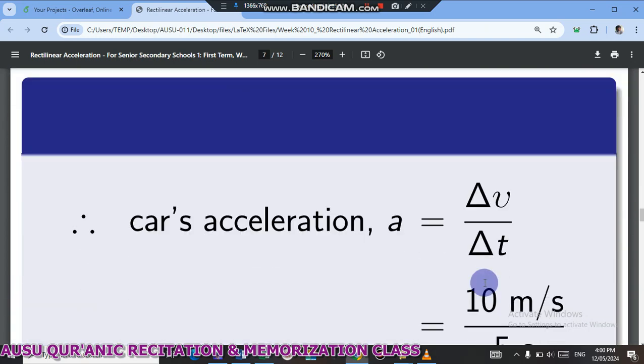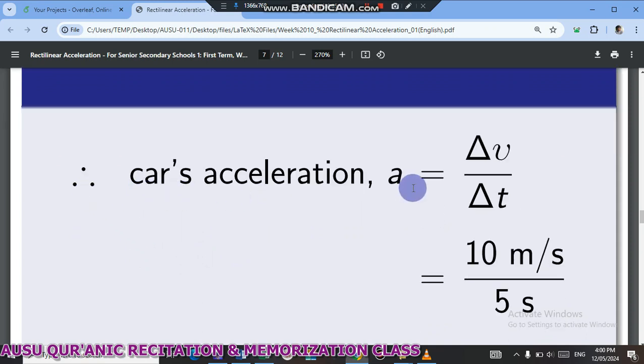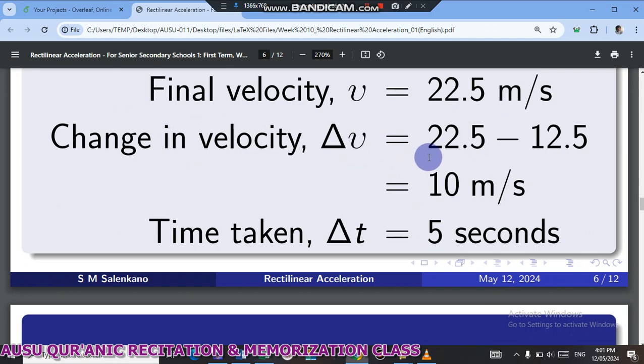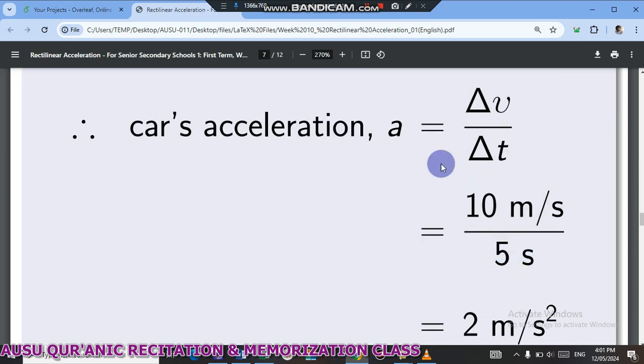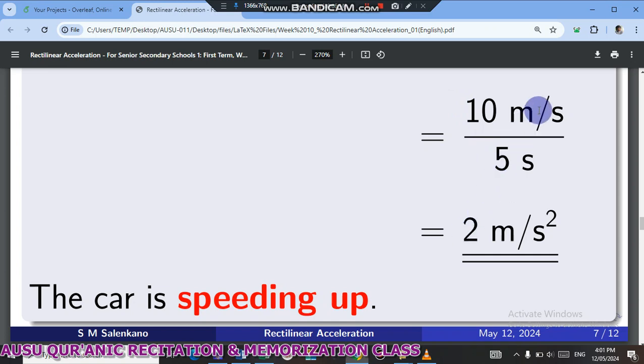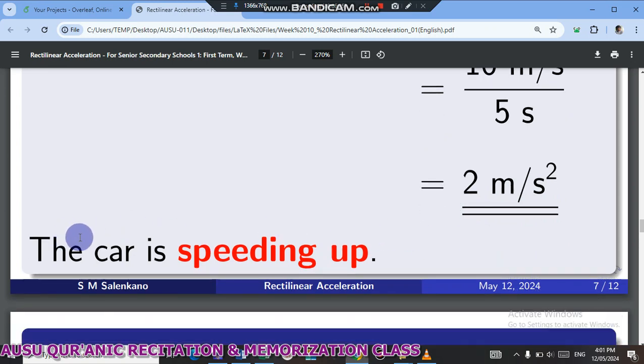So you can now apply the formula for acceleration and say, therefore, the car's acceleration a equals change in velocity divided by the time it takes to change. You already got the change in velocity, delta v, as 10 meters per second, and the time taken, delta t, is 5 seconds, so you divide 10 by 5, you get 2 meters per second per second, which is meters per second squared. So the acceleration is a positive value, and because it is positive we can conclude that the car is speeding up, meaning its velocity is increasing.